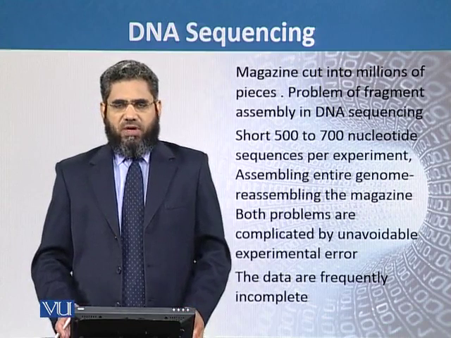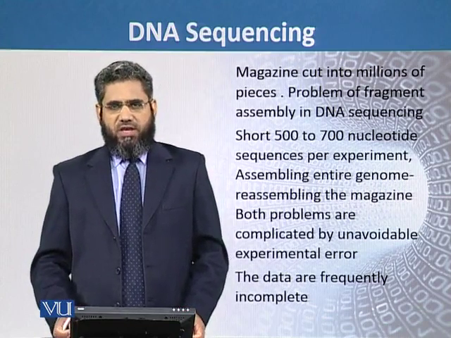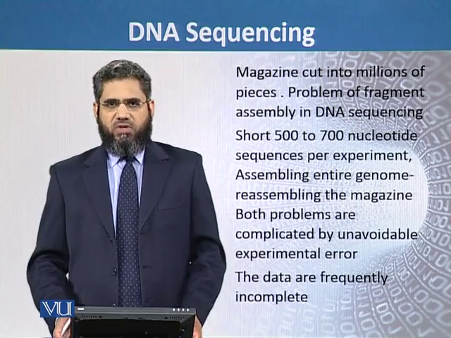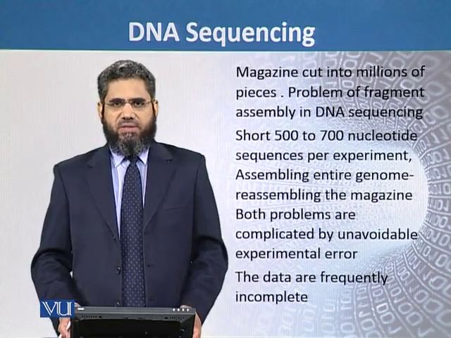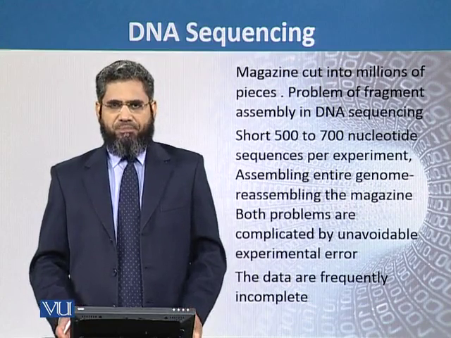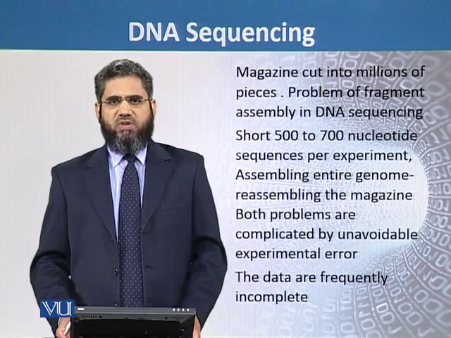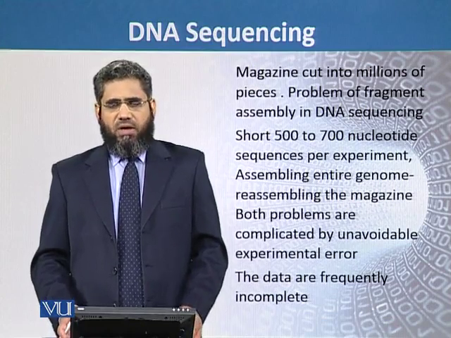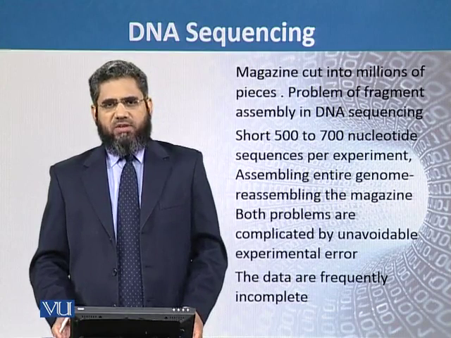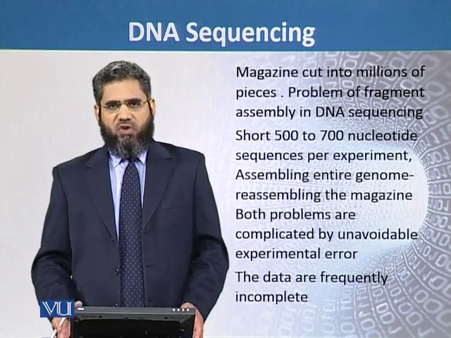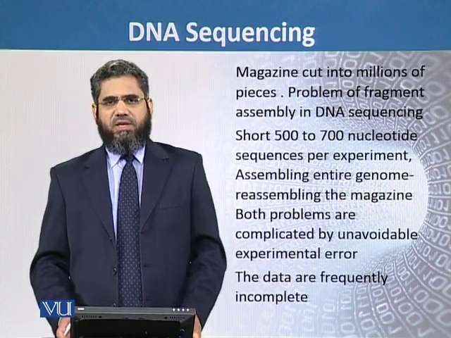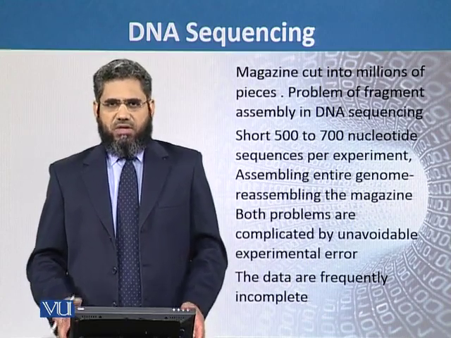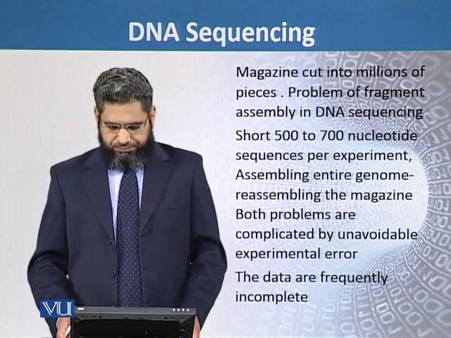Most of the earlier DNA sequencing techniques could only read 500 to 700 nucleotides in one experiment. It means that we can read only 500 to 700 nucleotides at one time. We can assume that one fragment of 500 to 700 nucleotides can be compared with one of the pieces that we made from the magazine.